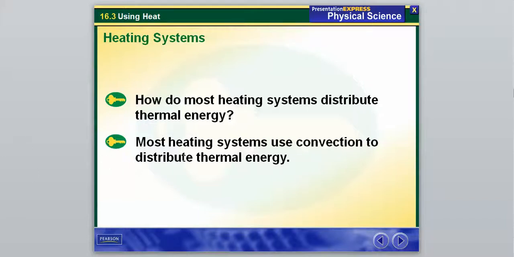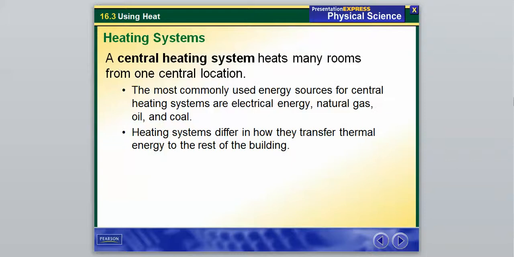Most heating systems are going to use convection to distribute thermal energy. Remember, convection is the movement of thermal energy through a fluid. When there's hot and cold air, they create a little loop where the hot air rises and the cold air sinks. That's how heating systems distribute heat and thermal energy.